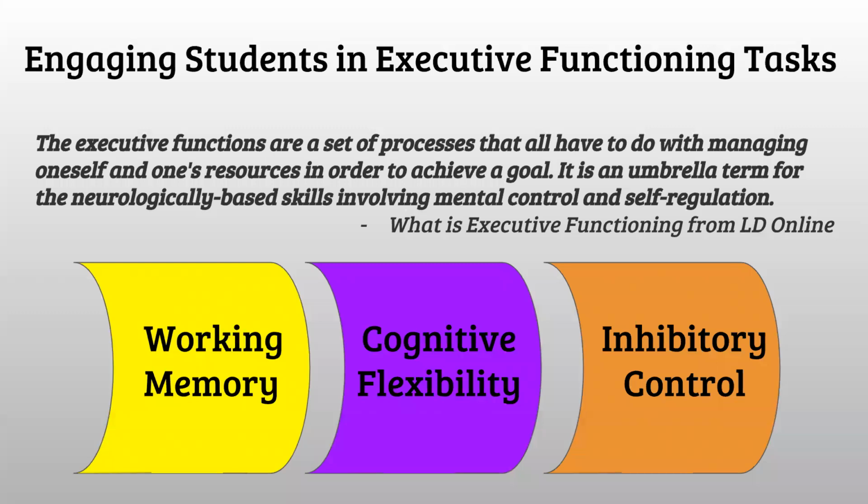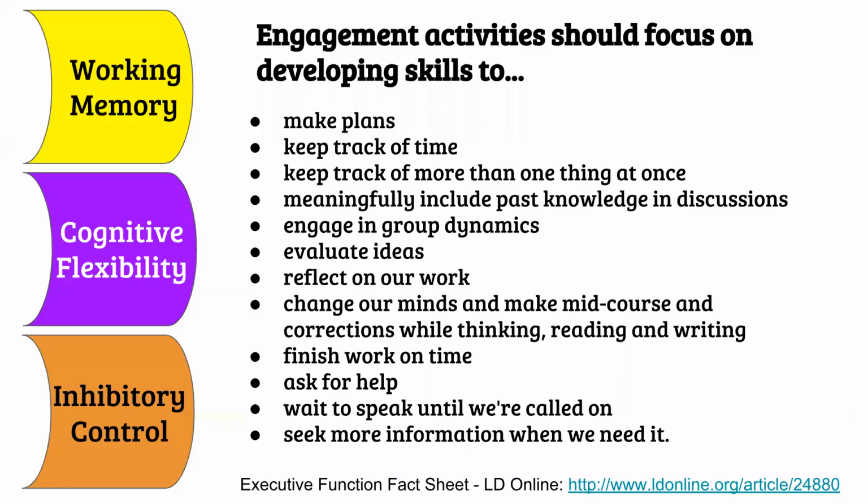Engaging students includes helping them to be active in developing their executive function skills. Executive function has 3 major components of working memory, cognitive flexibility, and inhibitory control. So what kinds of skills are included in these components? It includes things like making plans, tracking time, managing multiple things or activities at once, evaluating ideas, making corrections while working, finishing work on time, and knowing when and how to seek information or help.